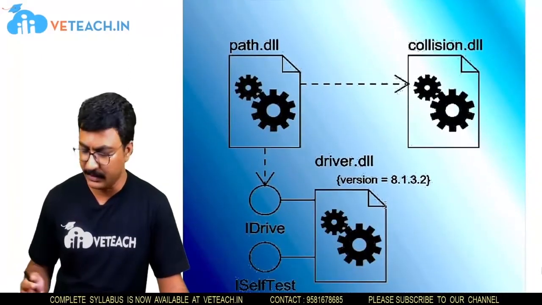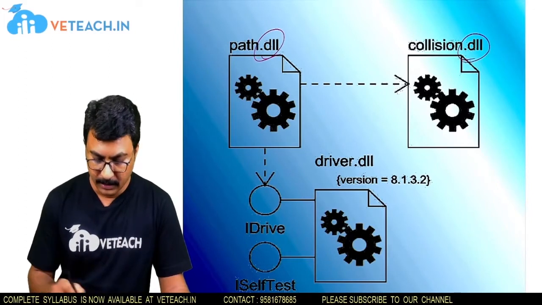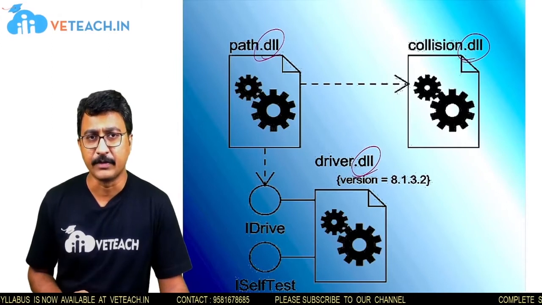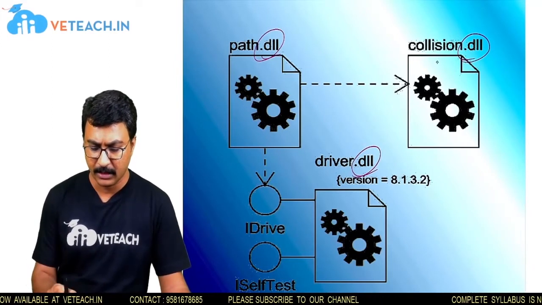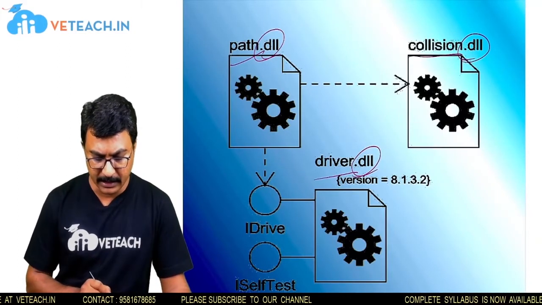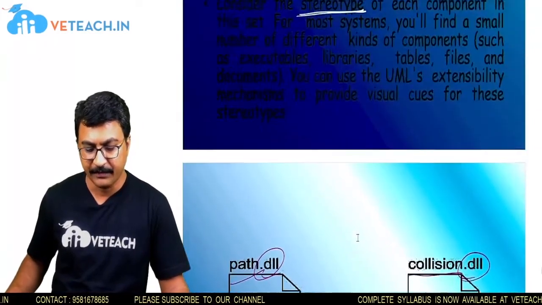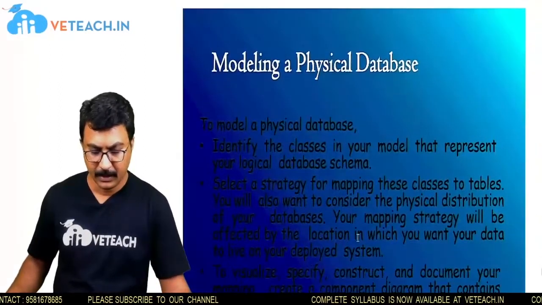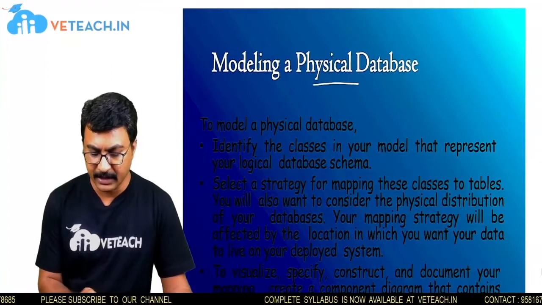For example, I see here there is a .dll file being shown, which is actually the interface components that are being related here as executable. These are collision, driver, and a path, indicating that these are related together to perform a self-test in the case of an executable release. And then the third is that it is used to model a physical database.